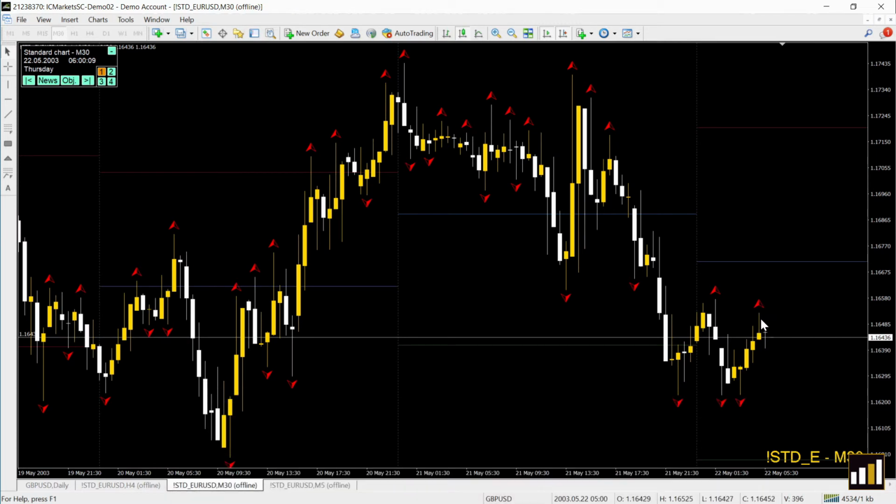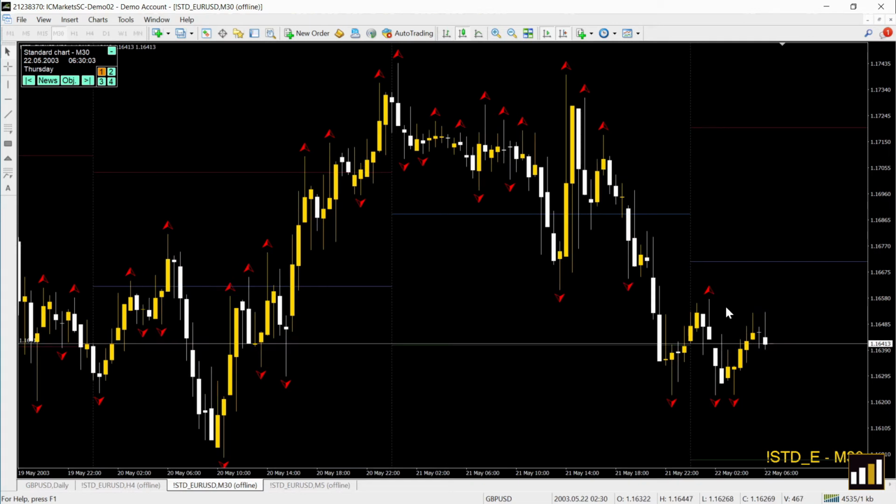You can see there's a fractal on top of your high, and the reason for that is because your two previous candles were lower, but then you're going to need two candles after the fractal here to be lower as well. And in this case, when the next bar came in, it actually went higher, so it took out that fractal. So the rule is that you're going to need a confirmed fractal.